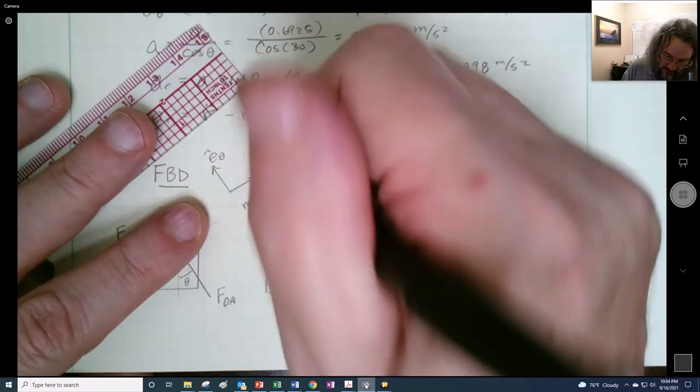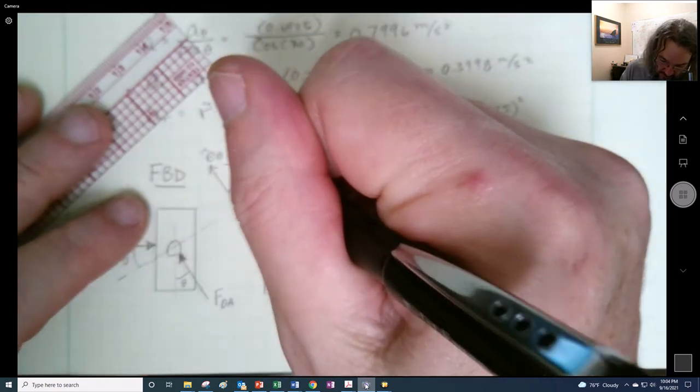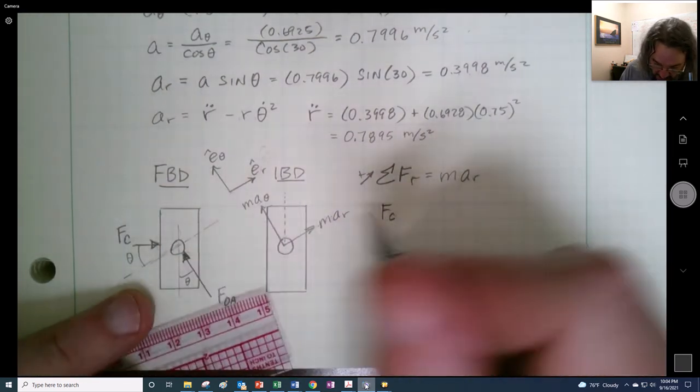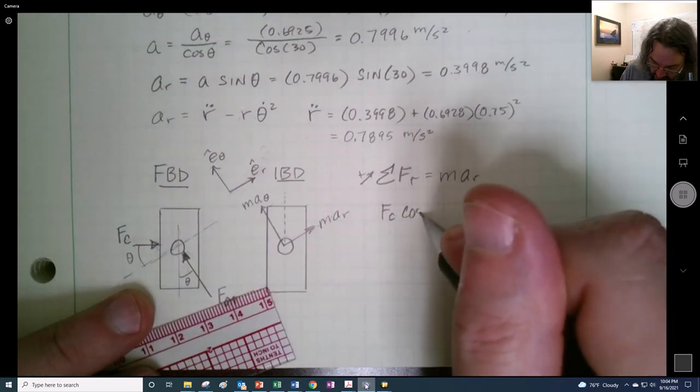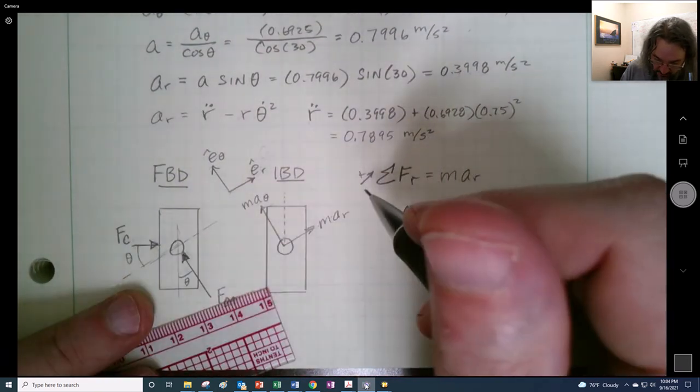There you go. Move this guy closer. ER. There you go. And so that's going to be the cosine of theta, and that's in the positive ER direction. And there's no other forces on this.